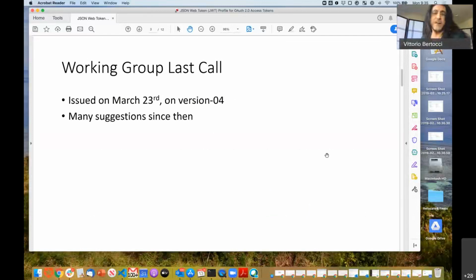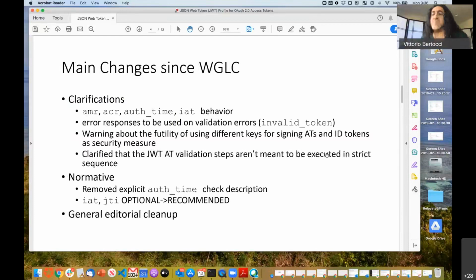Then we issued a last call on March 23rd, and it was on version 04. And that triggered a number of really good reviews and suggestions. The heroes here are Annabelle, George, Aaron, and others. Thank you guys for your very detailed reviews and your suggestions, and Brian before them. And here are the major changes that occurred inside the spec document since the last call.